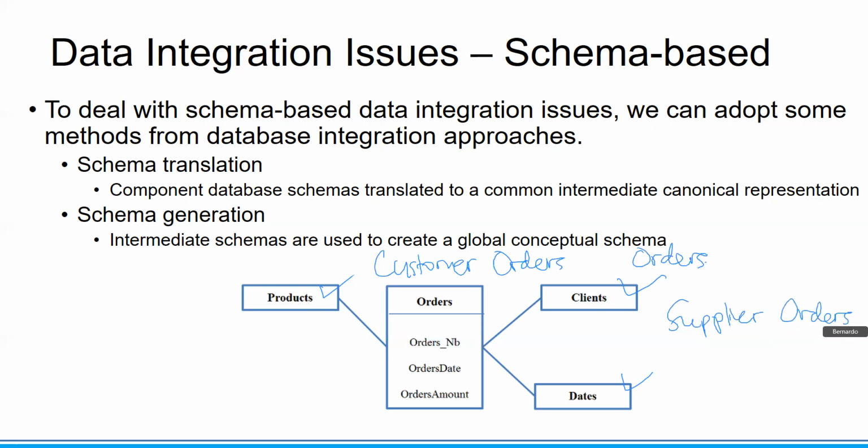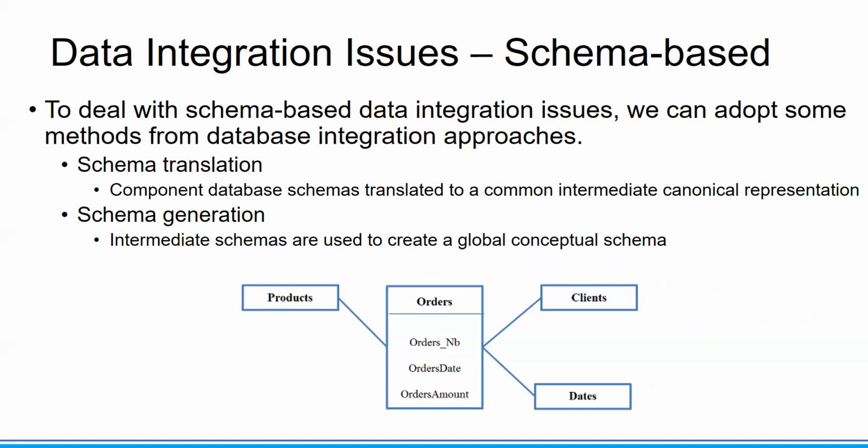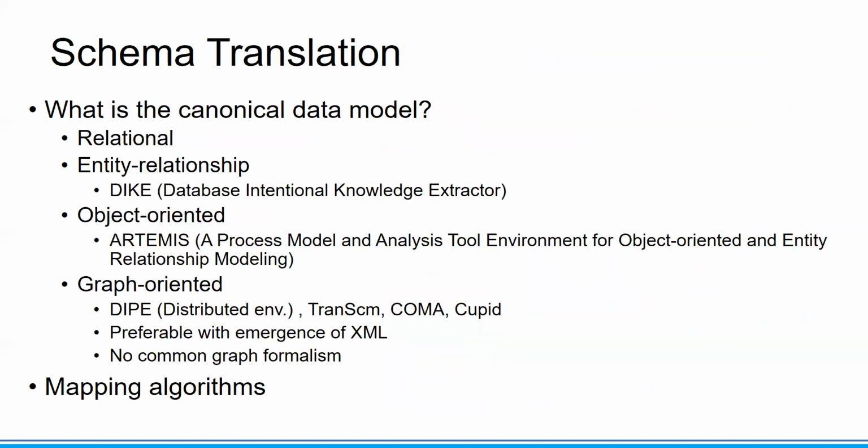So those kind of different representation, yeah, you need to make it as a global conceptual schema. So for example, I will just use order. So every order will connect to the order number, order date, and order amount. Okay, so those are the basic element that you should have. Okay, so we will deal one by one. What is the meaning by schema translation?